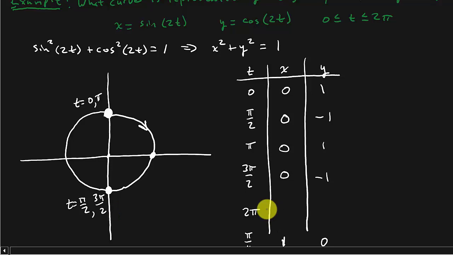And then we plug in 2 pi. So that's the sine of 4 pi, which is 0. And then the cosine of 4 pi is 1. So that's going to be up here. So this value up here, this is actually going to be t equals 0, and then 0, pi, and 2 pi. So what happened here is we actually went around twice. You see that? We went around twice.